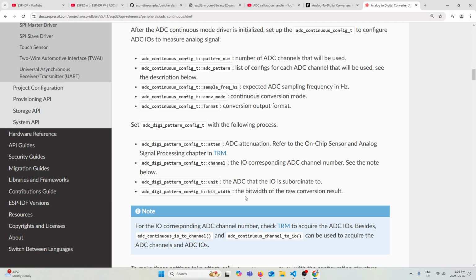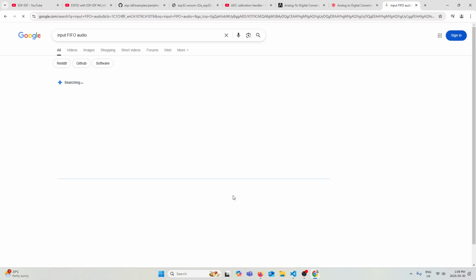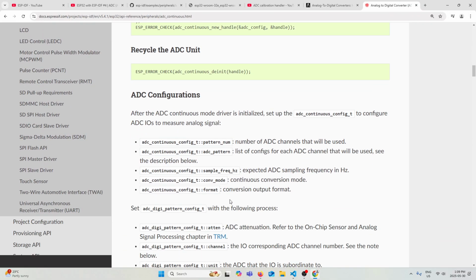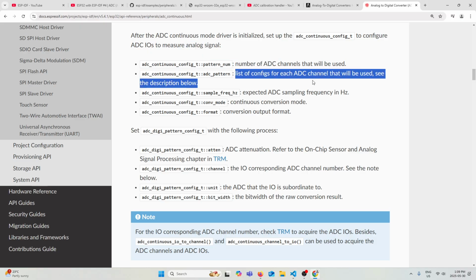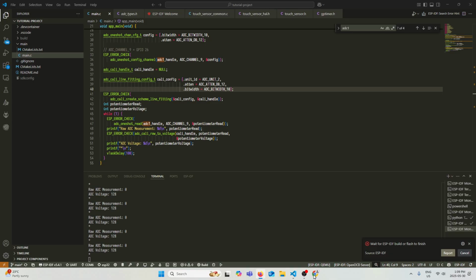Okay. So just one. We can just put one. So configs. Sampling frequency. So it should be.